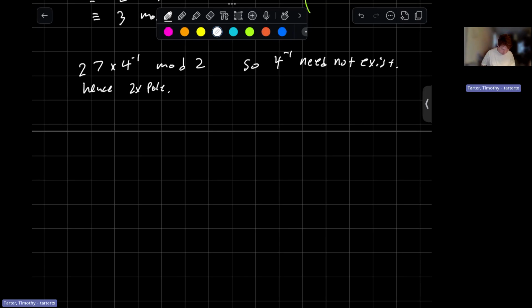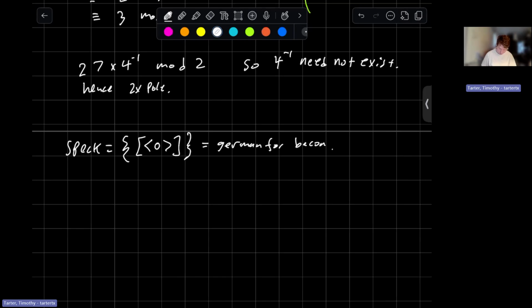So Spec K equals the set containing only the zero ideal, and German for bacon.